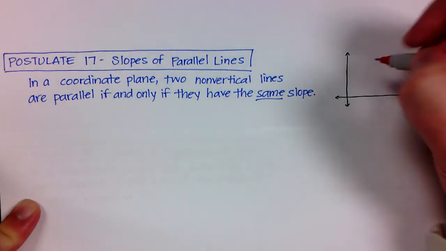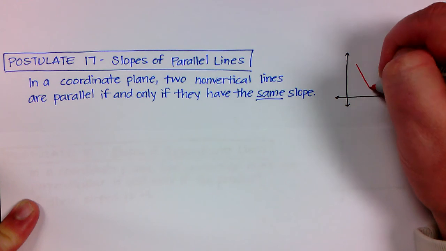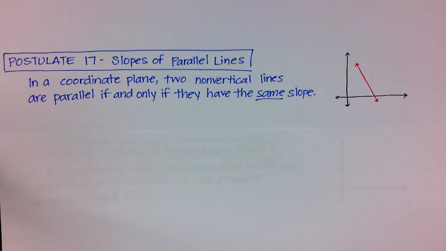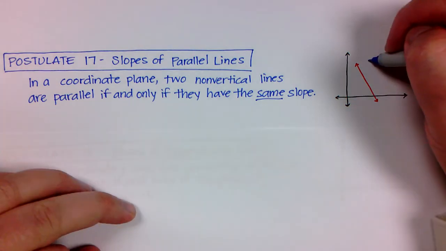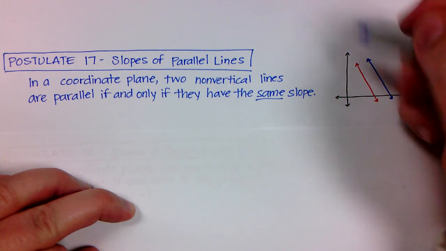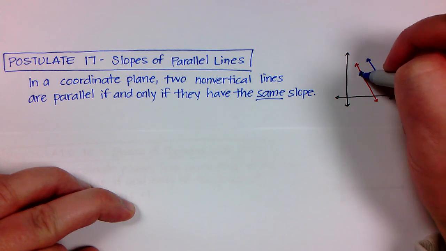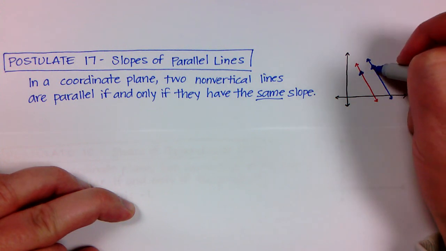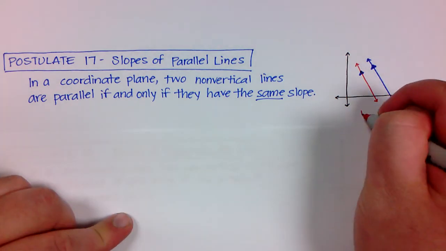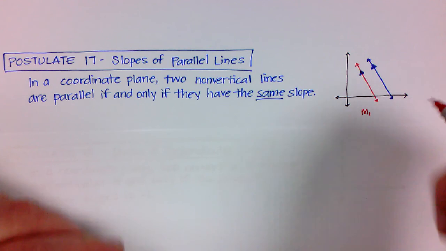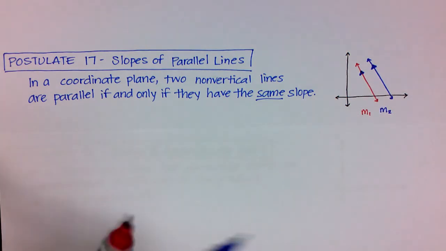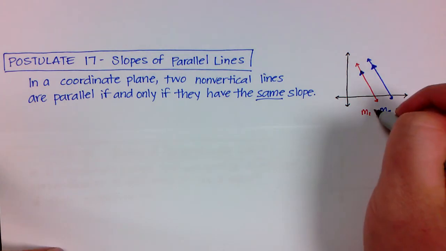So if I have a diagram here, and let's say I have one line like this, and another parallel line to it. Maybe I should show that they're parallel by them having that extra symbol on them. Then I know that the slope of the red one, we'll just call it M1, and the slope of the second one, we'll call it M2, those are exactly the same.